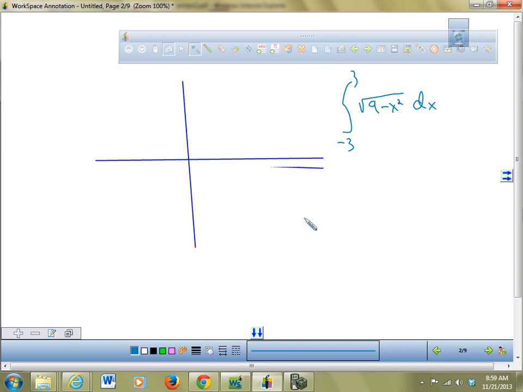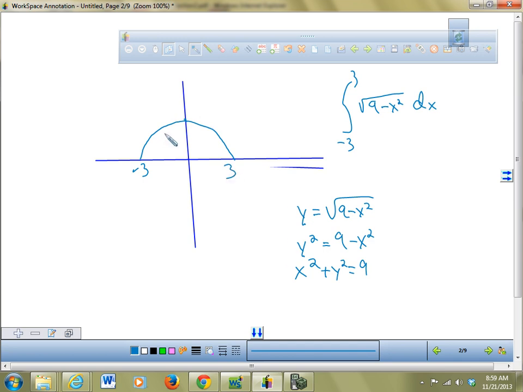This is y equals the square root of 9 minus x squared, which if I square both sides, I get y squared equals 9 minus x squared. And if I bring this over here, I get x squared plus y squared equals 9. And so this is a semicircle with a radius of what? 3. Okay? So what you're finding is the area of this semicircle right here.